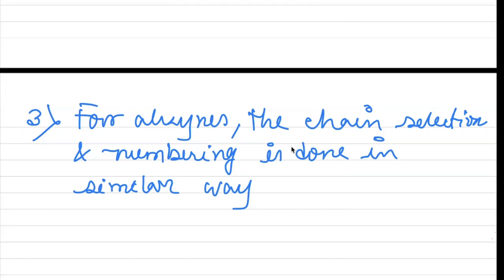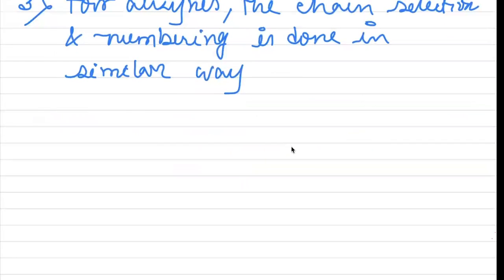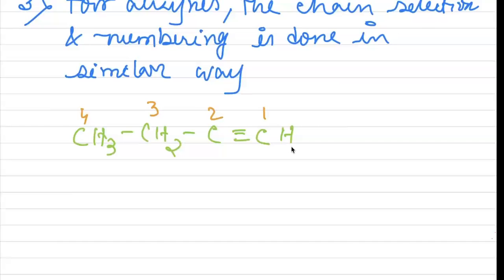So let's take an example. CH3, CH2, CH. So obviously numbering will start from this carbon atom, 1, 2, 3, 4. So the name will be but-1-yne, 1-yne. But-1-yne.